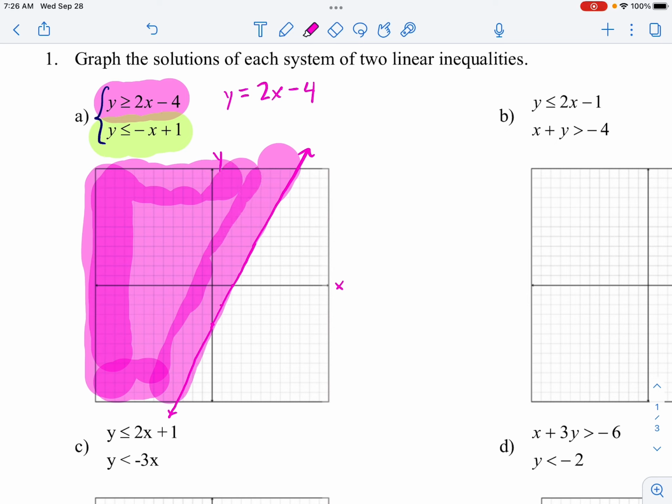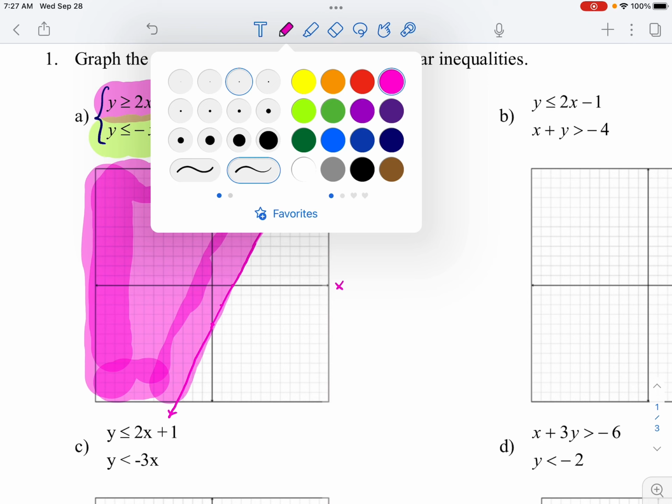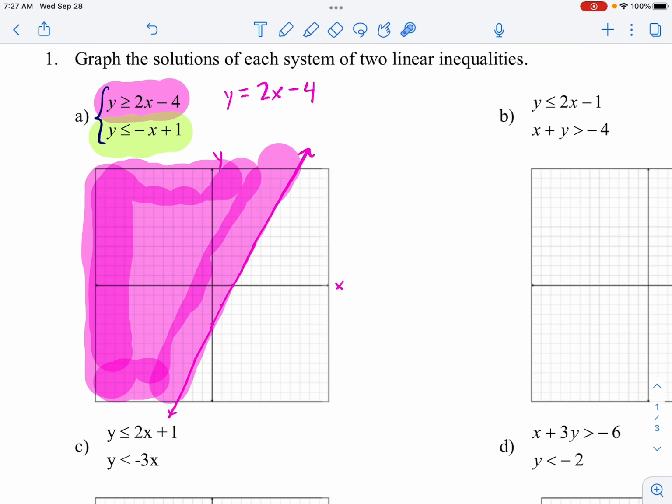So I'm going to shade everything to the left of that line, okay? Now let's do this bottom one in green. So this is y is less than or equal to negative x plus 1. So this is just like graphing the line y equals negative x plus 1, okay? So I'm going to graph this, y-intercept right here, and then my slope is negative 1.